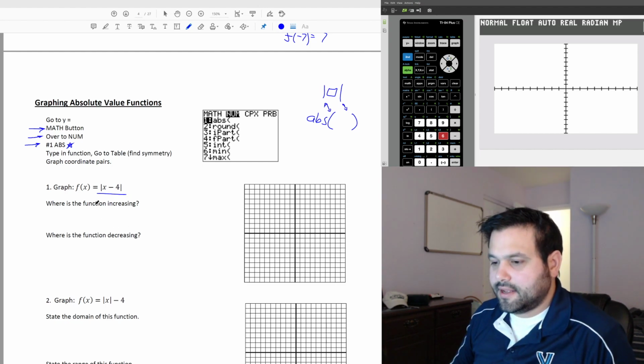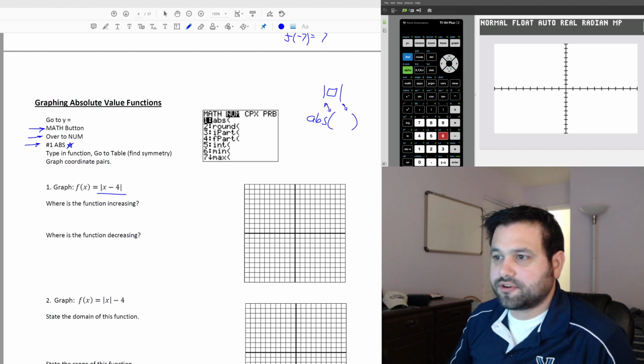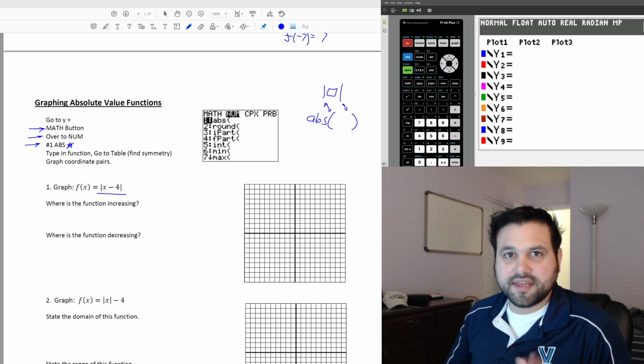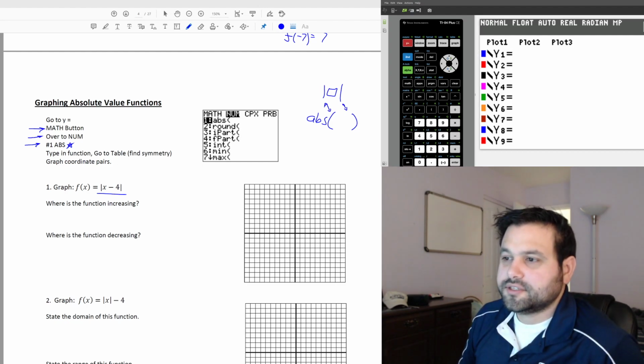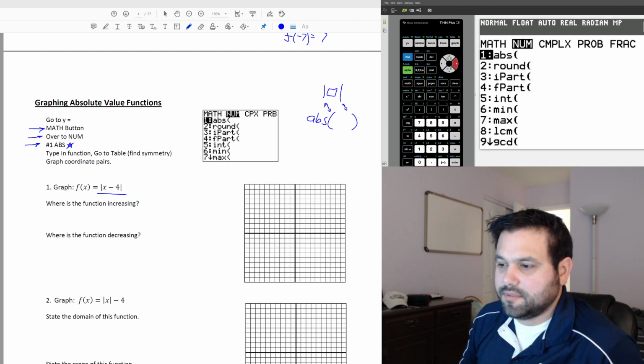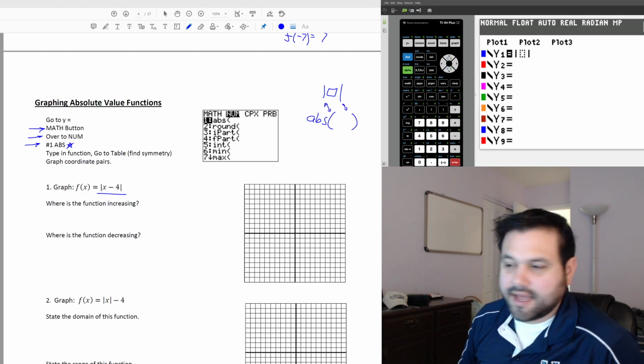So let's go ahead and go to our calculator. Since we're going to graph, we want to start at y equals, because we want the absolute value to appear here. So we're going to press math, then go over to number, first option ABS, absolute value. Mine comes up with the absolute value bars, and I'm ready to type something in between. And we are typing in x minus 4.